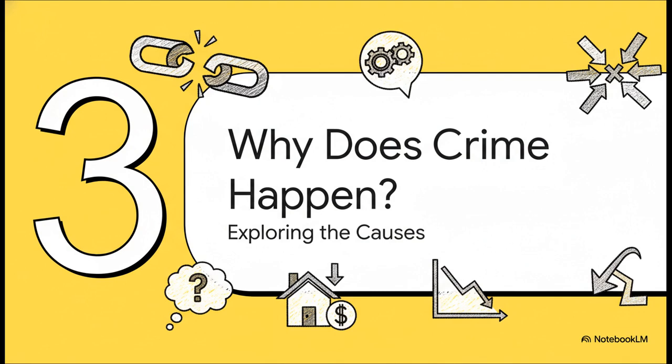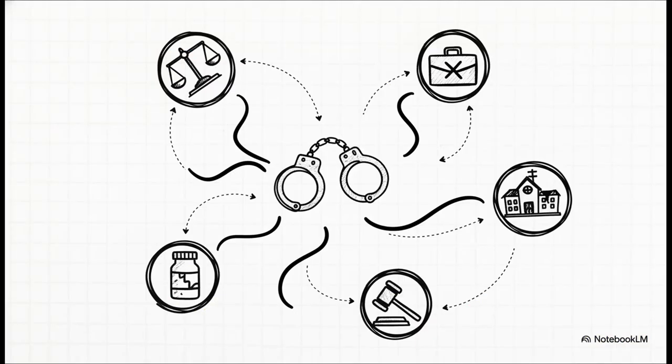Let's take a look at some of the potential root causes. Well, there's no single easy answer. Researchers usually point to this complex web of things that are all tangled together. Factors like poverty, unemployment, and a lack of education can create a sense of desperation. And at the same time, you have these huge systemic problems like widespread drug addiction or a justice system that maybe doesn't do a great job of rehabilitating people. It all creates a cycle that's incredibly hard to break.